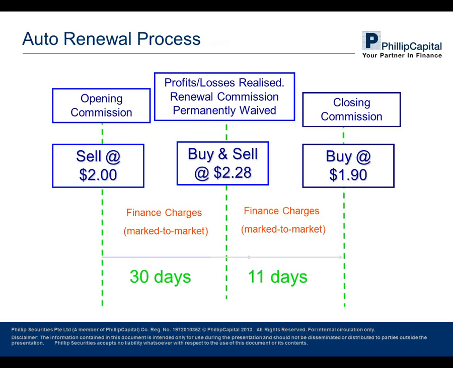Okay, so a lot of people ask whether there is an expiration to CFDs. There is no expiration, but we do have a 30-day rollover without any rollover charges. Say on day one, you sell it, and then on day 30 we will buy it back and sell it again at the market close price. And then on the 30th day, when you buy it back, we will charge you the closing commission. So it's only on the 30th day that your profits and losses will be realized, and finance charges too. There is no rollover charge.